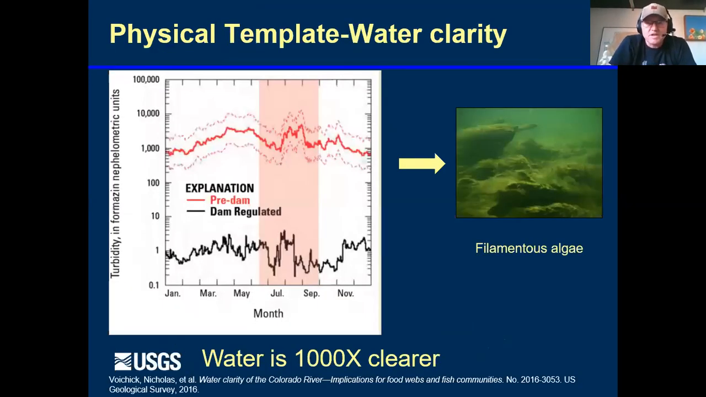One of the big changes is, Glen Canyon Dam and Lake Powell now trap all of the sediment that used to flow downstream. And so we have a river that's about 1,000 times clearer. This graph here on the left shows the turbidity of the pre-dam river. Dave Topping has reconstructed what the water clarity would have looked like before the dam. And then this is what it is now. So we have a river that's a lot clearer, 1,000 times clearer. And because of that, we have things like filamentous algae just proliferating, especially in the upper reaches.